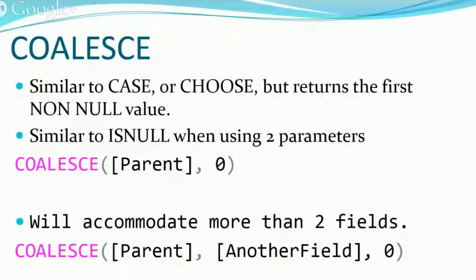On to coalesce. Coalesce is kind of similar to the case or choose in some cases. What it does is it says, give me the first non-null item in the list. So it's kind of like isNull with two parameters, where we're saying coalesce of parent, which is the name of a column in this example, comma 0. IsNull would return the same thing in this case. If parent is null, it would set it to 0. Otherwise, it would return parent. Coalesce will accommodate more than two fields. You can say parent, if it's null, then look at this other field. Otherwise, if that's null, then let's return 0.